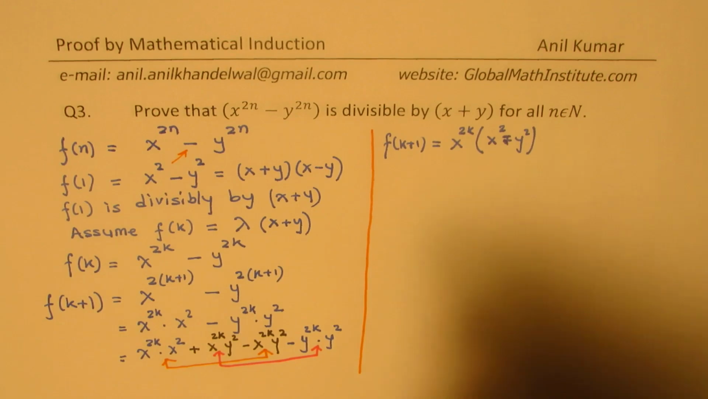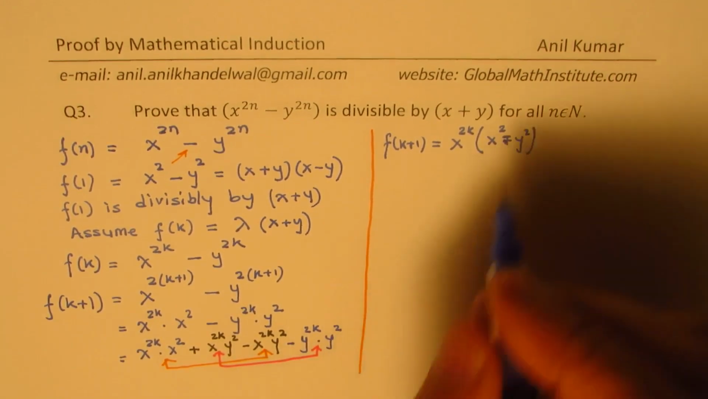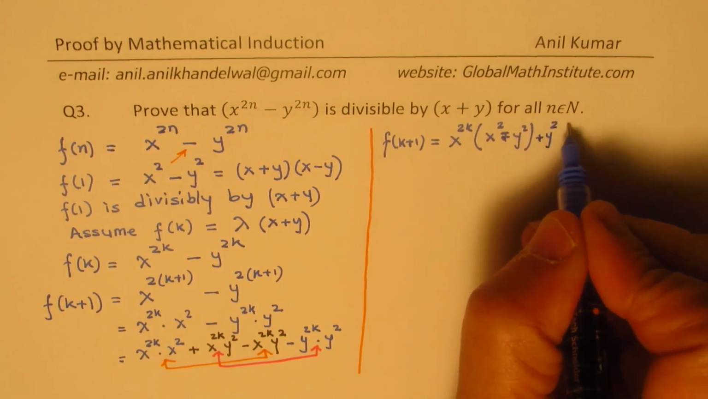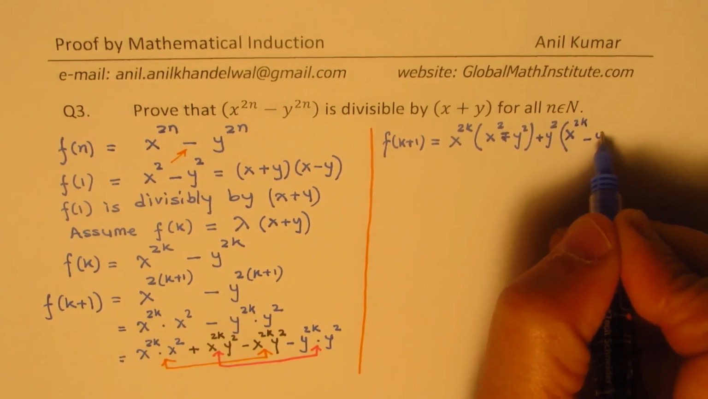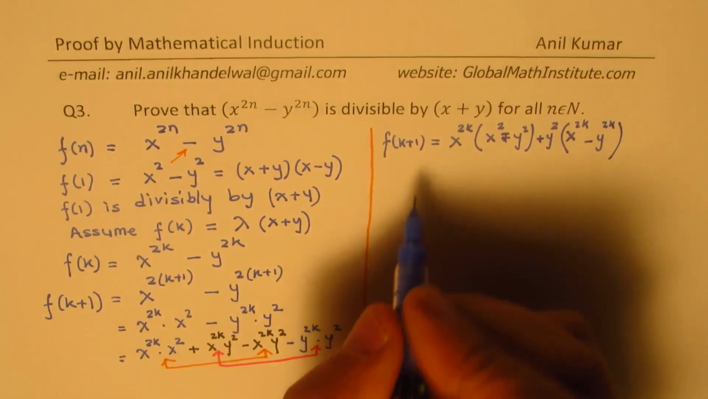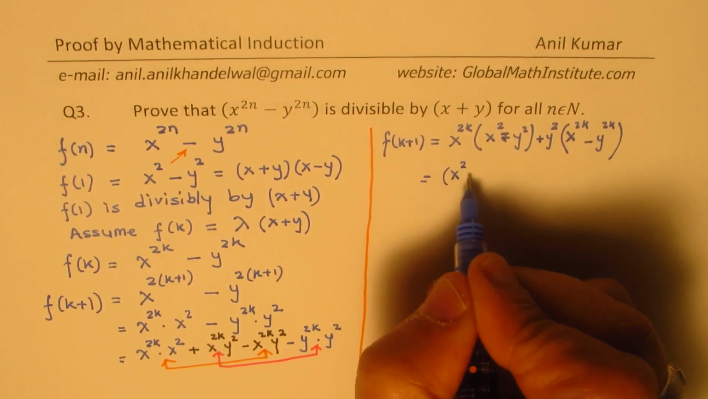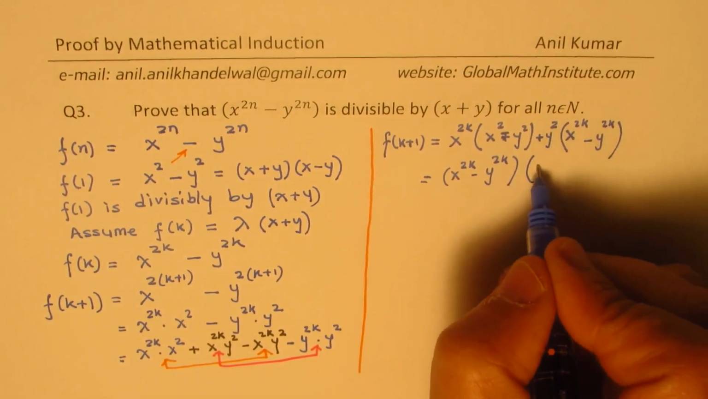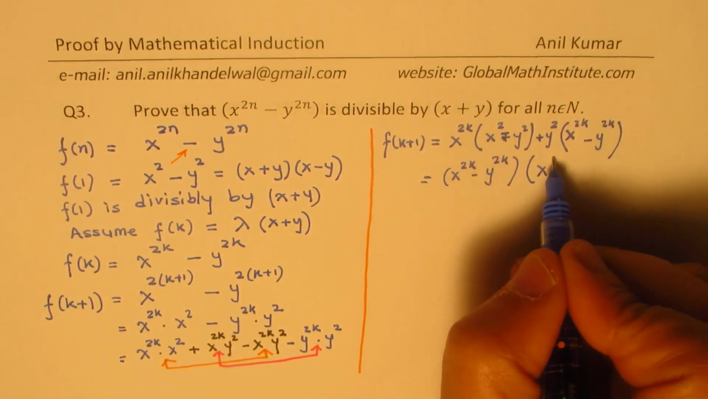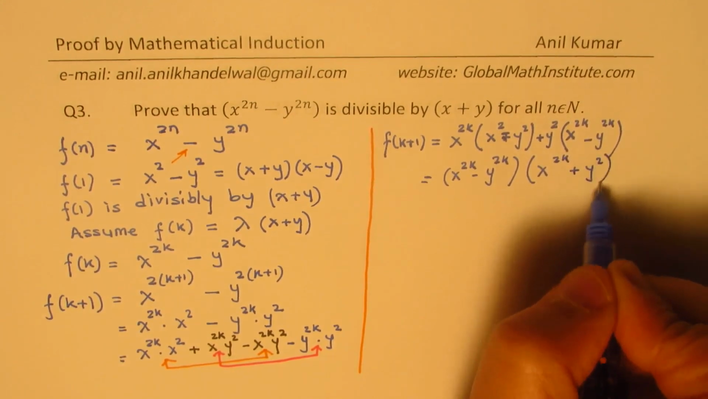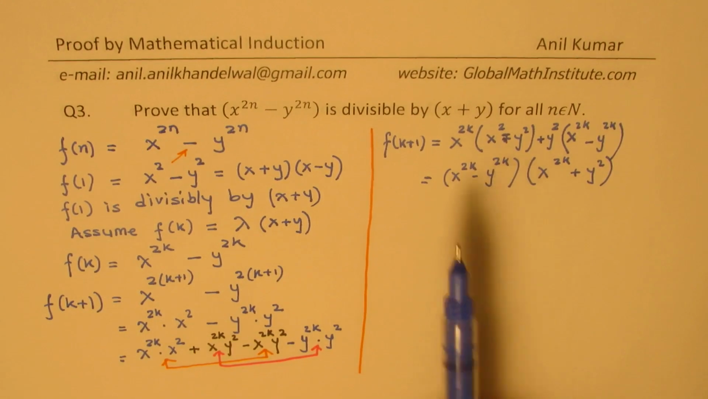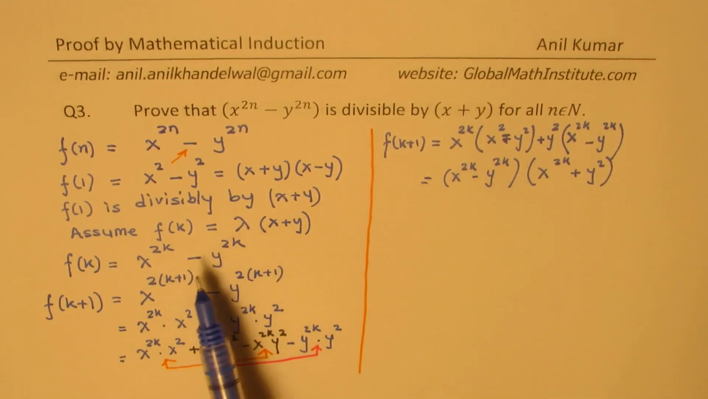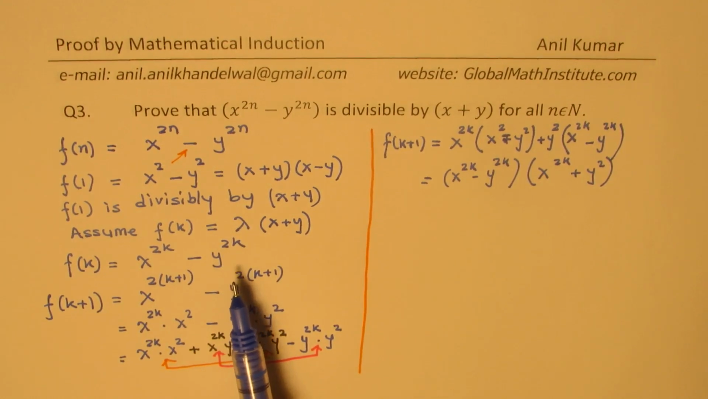And so we get, taking the second and the fourth term, y squared is common. So we get plus y squared, and what we get here is x to the power of 2k minus y to the power of 2k. So we have a common term, which is x to the power of 2k minus y to the power of 2k, and within this bracket, we get x to the power of 2k plus y squared. Perfect. Now, x to the power of 2k minus y to the power of 2k has been assumed to be equal to lambda times x plus y, right? So that is our assumption.